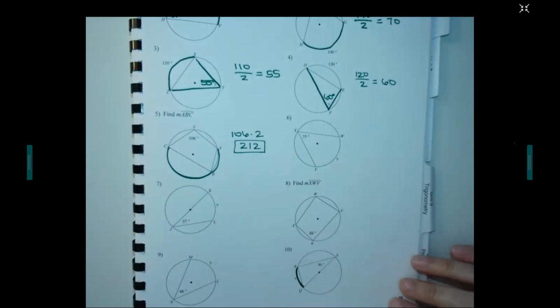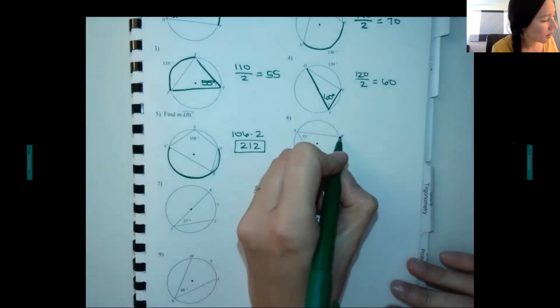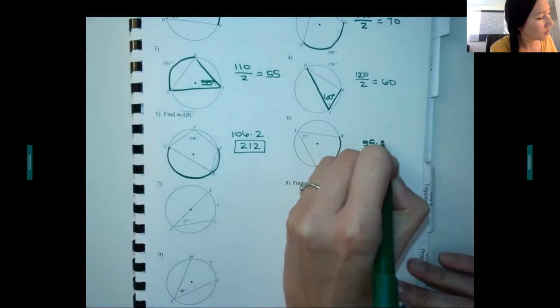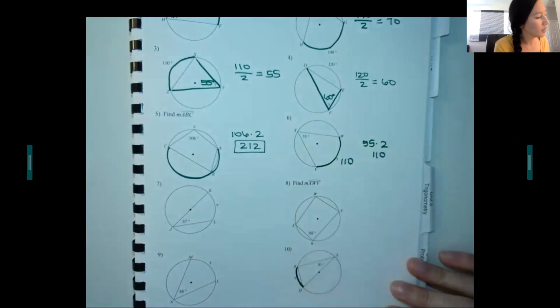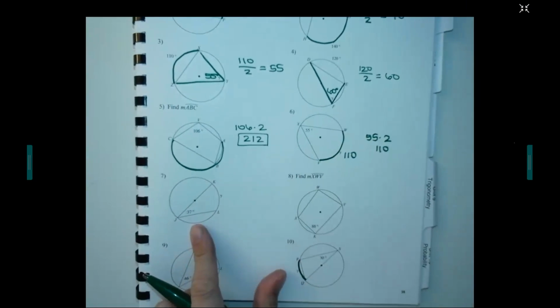Okay, Jasmine, what about for number 6? I got x equals 110. Good, and how did you get that? 55 times 2, which is 110. Very good, thank you, Jasmine. Jade, number 7.